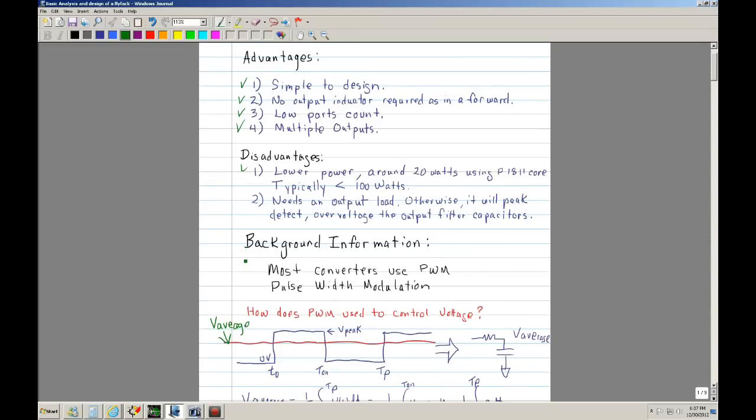Another disadvantage is that you have to have an output load. Otherwise, if you don't have an output load, the output diode starts peak detecting, and what happens is that your voltage starts climbing, and you overvoltage the output filter caps. So you never want to operate a flyback with no load. Otherwise, you're going to damage your capacitors. So that's one of the disadvantages.